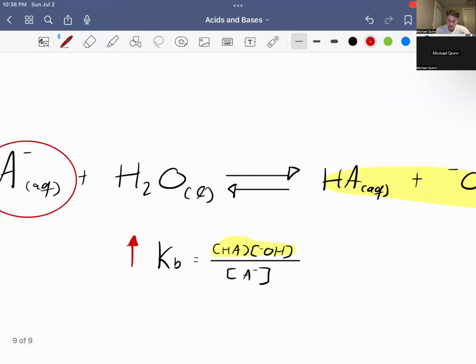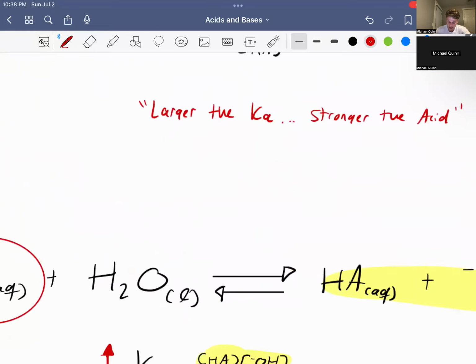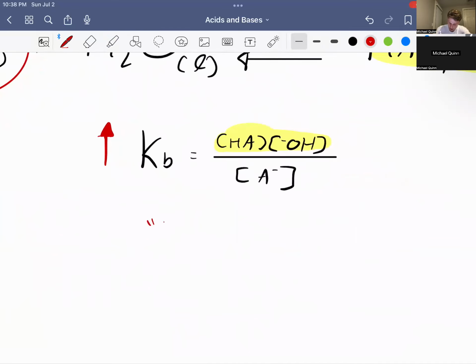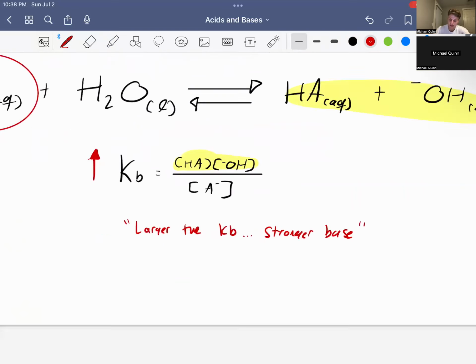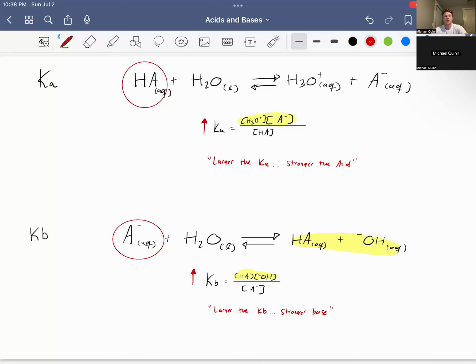So in the same way, the larger Ka, the stronger the acid, the larger the Kb, the stronger the base. And this makes sense. Basically, for an acid and a base, the more likely it is to react with water to produce products, the more likely it wants to react as the acid or the base, making it a stronger acid or base. The more products we are going to see, and that numerator for Ka or Kb will be bigger.